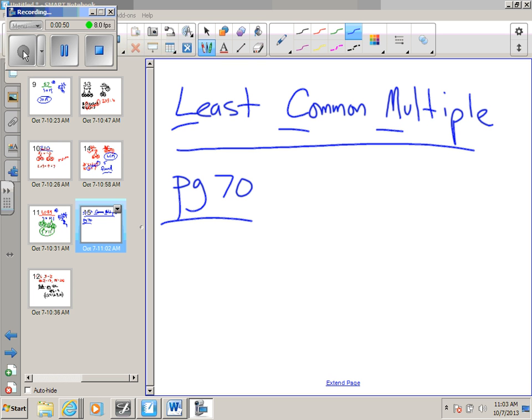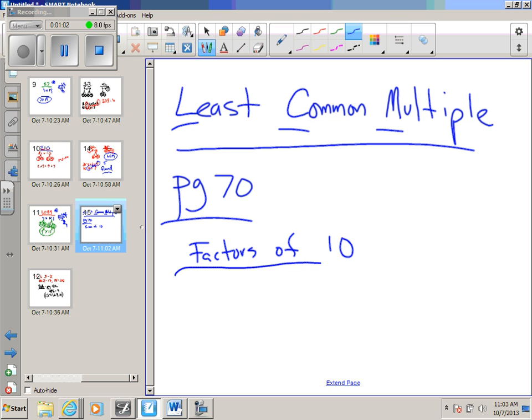So if I were to say, let's use the number 10. Factors of 10. Numbers that we use to multiply together to get 10. So you say, okay, 1 times 10, 2 times 5. Any other factors? So 1, 2, 5, and 10.